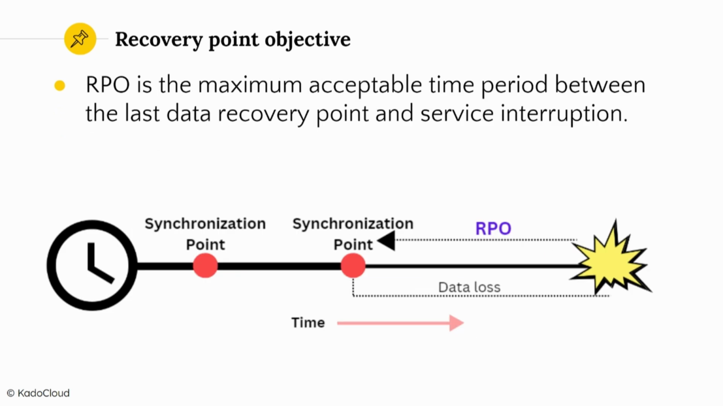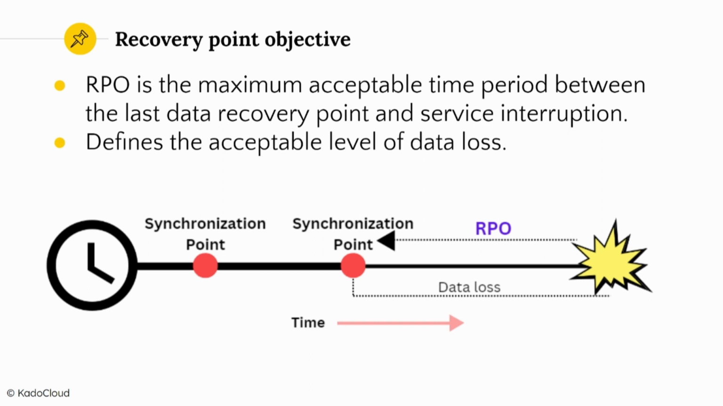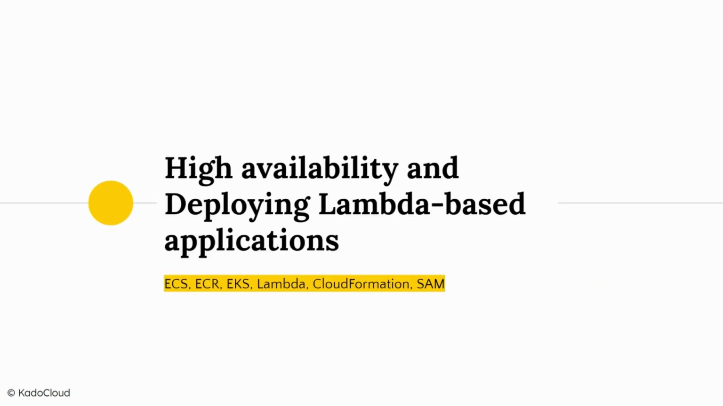The recovery point objective refers to the maximum acceptable time period between the last data recovery point and the service interruption. This objective defines the acceptable level of data loss and is established by the organization. This section examines high availability options for different compute services in AWS and options for deploying Lambda-based applications.